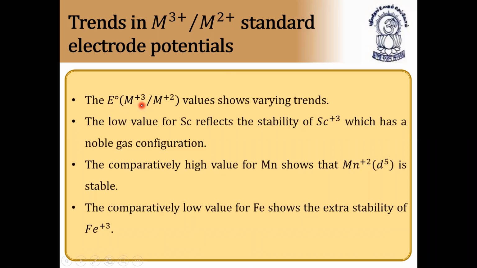The electrode potential values of M+3 and M+2 show variable trends because the low value of scandium reflects the stability of scandium+3, which has a noble gas configuration. If you remove 3 electrons from scandium, its configuration becomes that of argon. The comparatively high value of manganese shows that manganese+2, d5, is stable. The comparatively low value of iron shows the extra stability of Fe+3. So these are the trends of electrode potential. When you discuss questions based on this, it will be clearer for you.